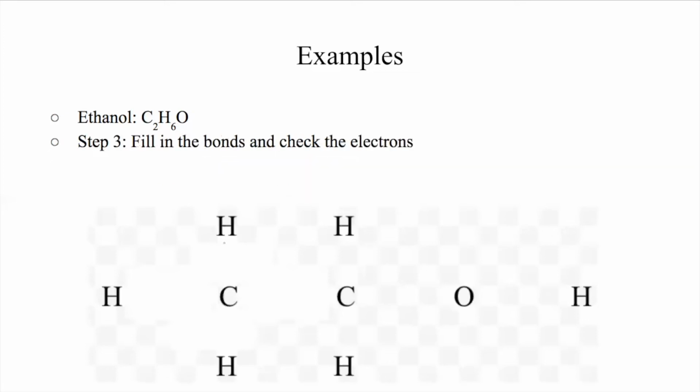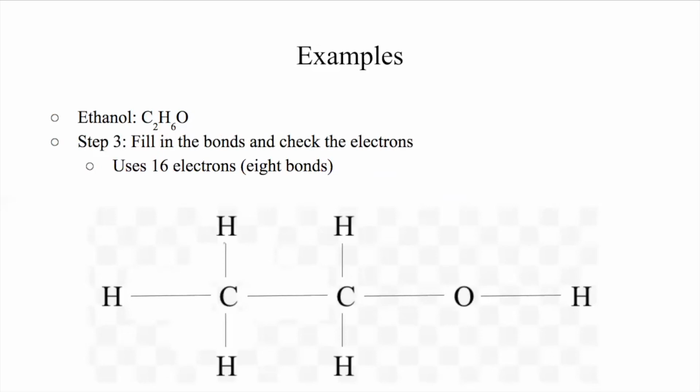Now we can fill in the bonds in this basic structure. When we do this, connecting all the atoms together, we use up 16 electrons. See these 8 bonds. This means that we have 4 valence electrons left to complete octets. Fortunately, every atom already has a complete octet, except for oxygen, which needs exactly 4 more electrons. We draw these in as non-bonding electrons, called lone pairs.